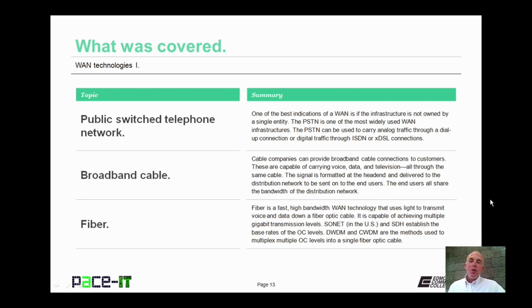Now that concludes this session on WAN Technologies Part 1. I talked about the public switched telephone network, then we moved on to broadband cable, and I briefly ran through fiber optic networking.